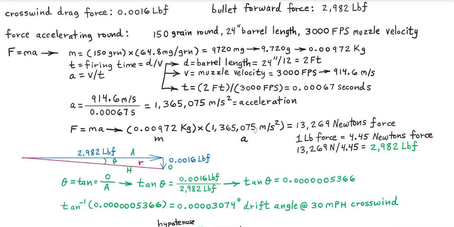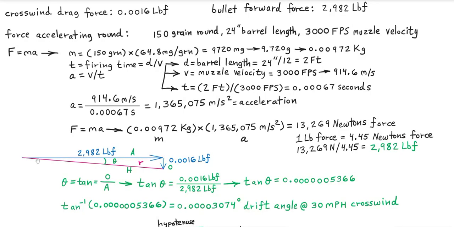We then multiply this value times the kilograms mass of the round. We calculate 13,269 newtons of force, for which we divide into 4.45 to get the pounds force accelerating the round, so it's 2982 pounds force. So next we move on and draw a two-dimensional vector sum.